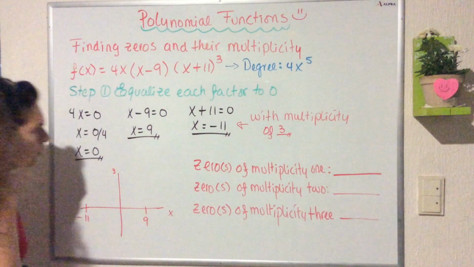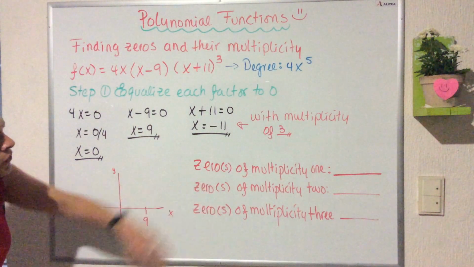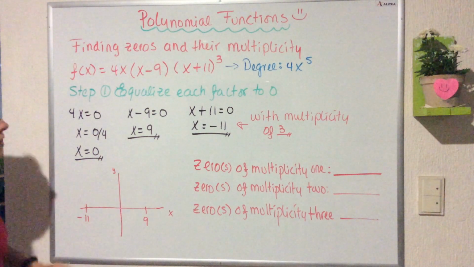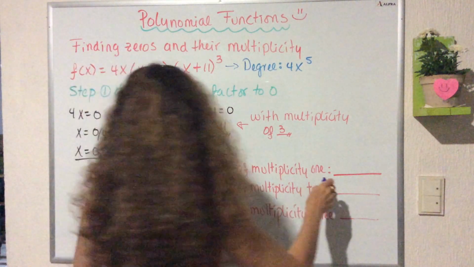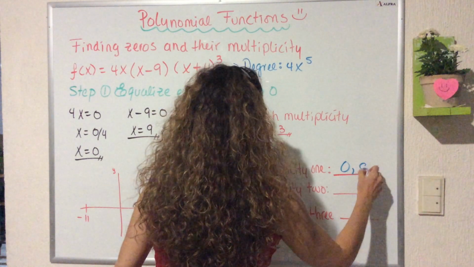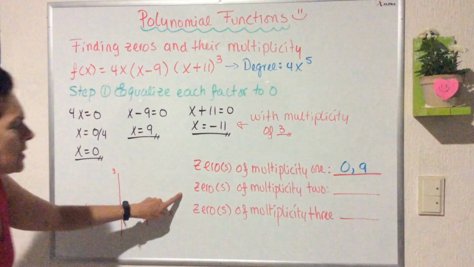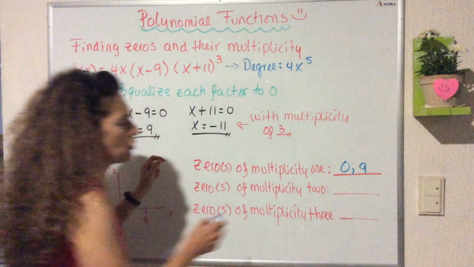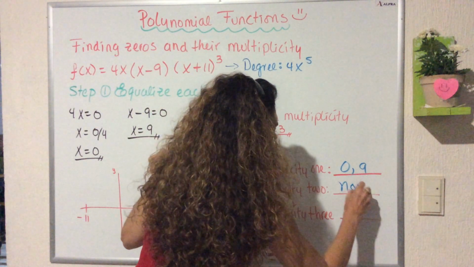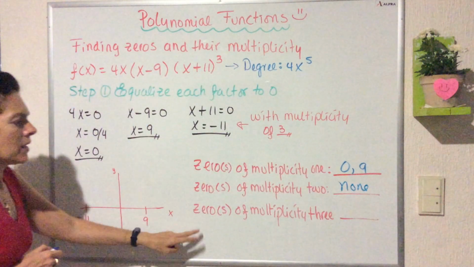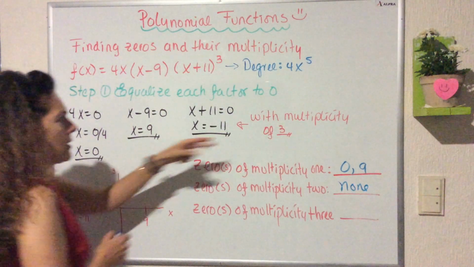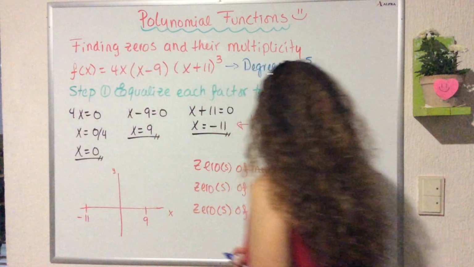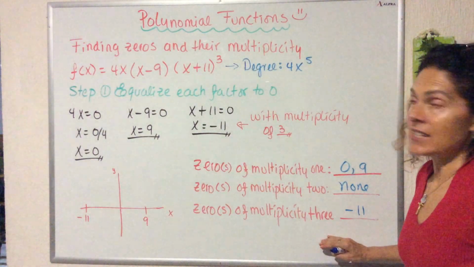Now, we have to write here the answer. Zeros of multiplicity 1: 0 and 9, because these two appear just once. And then zeros of multiplicity 2: we don't have multiplicity of 2, so we have none. And then zeros of multiplicity 3: yes, we have minus 11. Okay? This is what you have to write in Alex in this exercise.